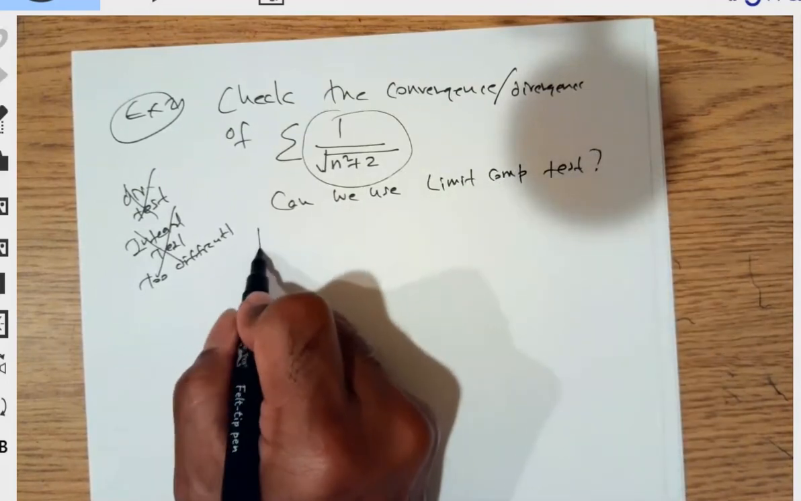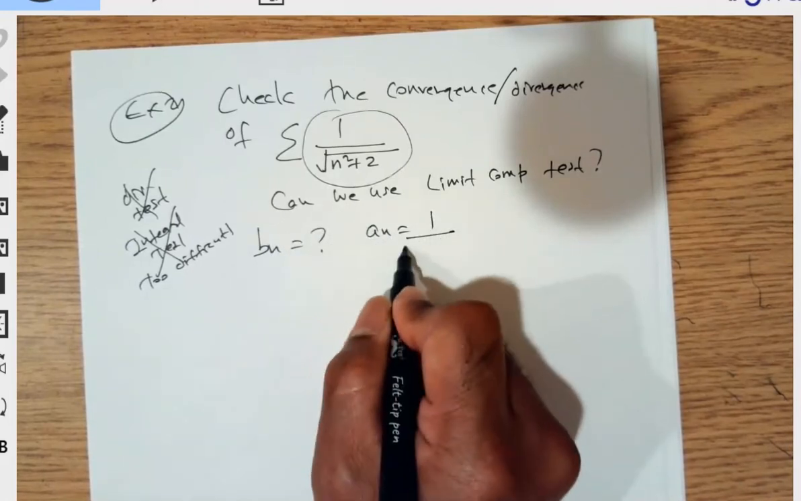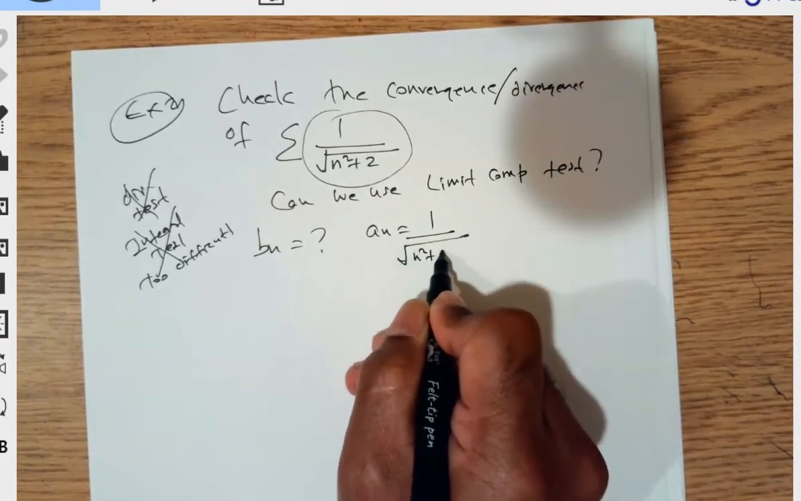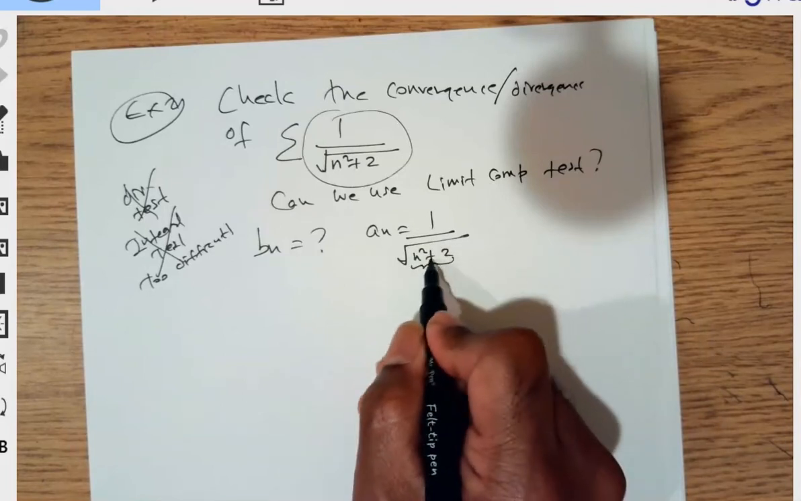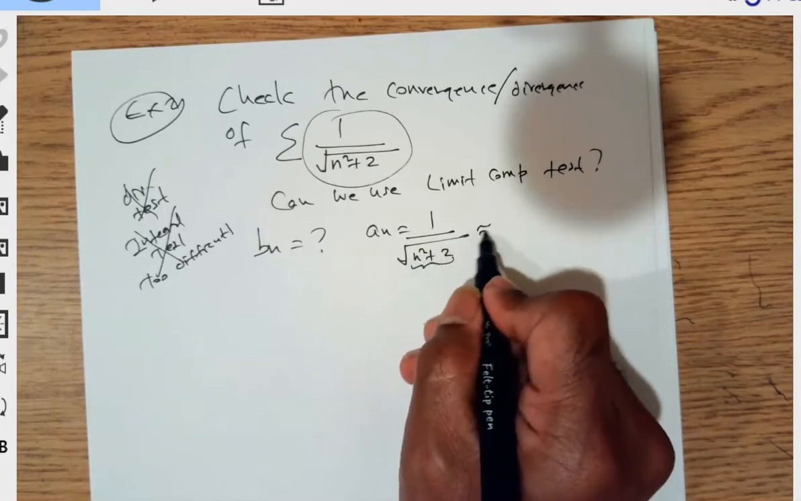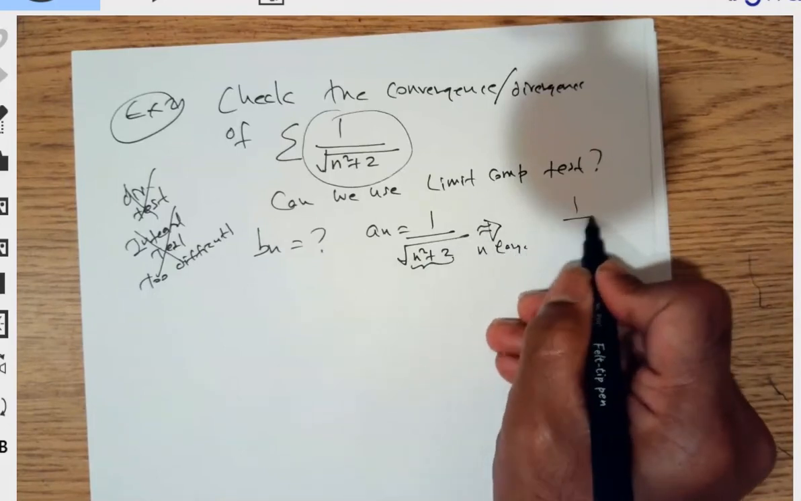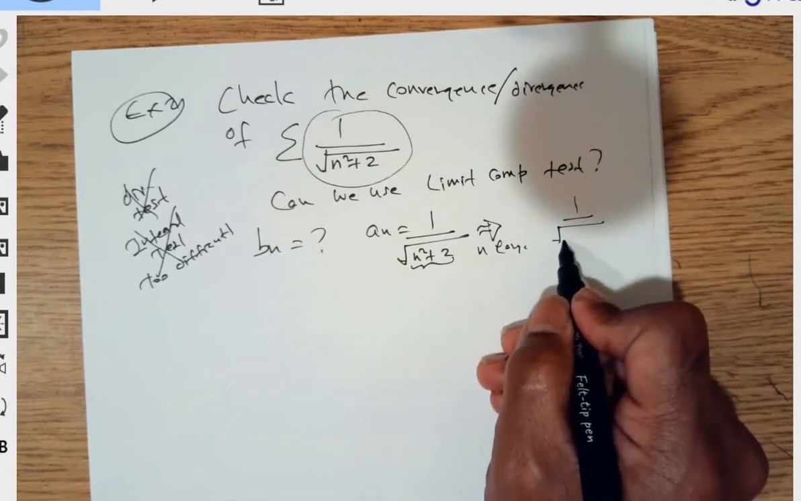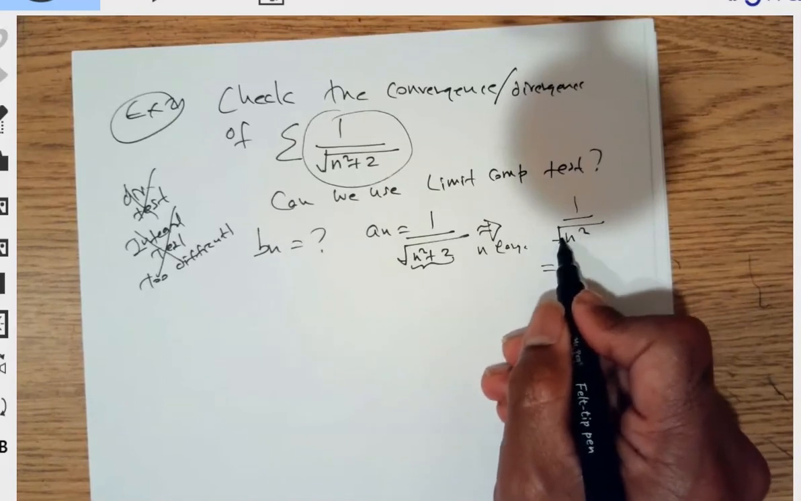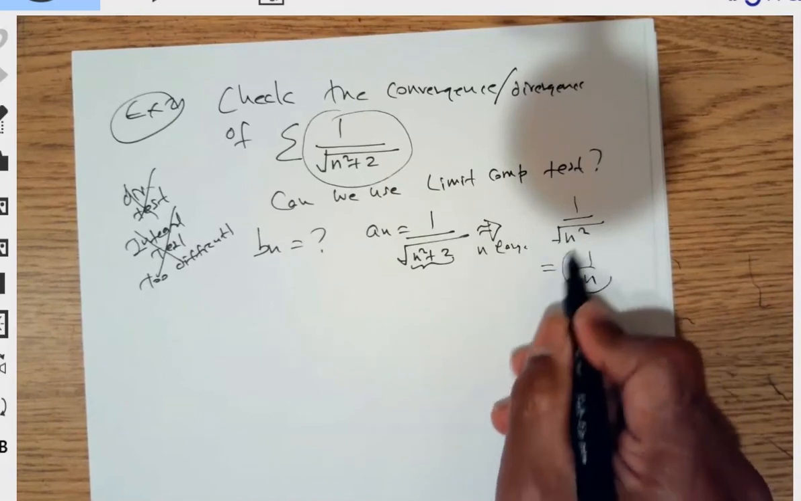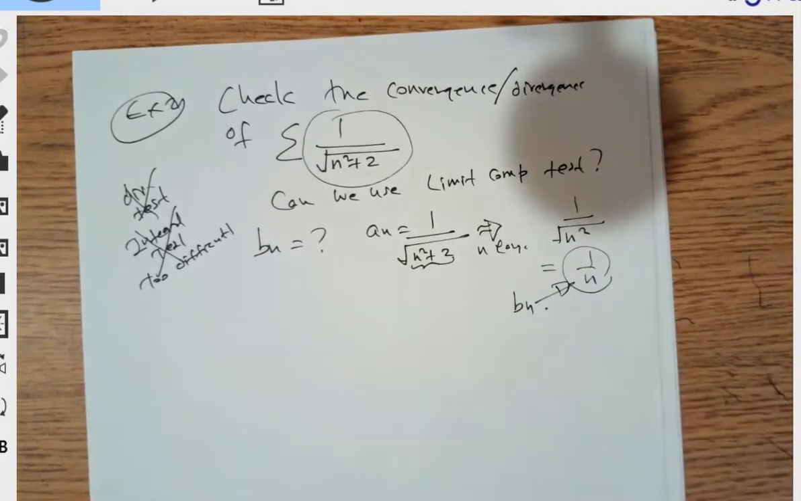So we need to find the bn. How do you find the bn? This is your an, which is 1 over square root of n squared plus 2. Again, the trick to finding bn is when n is large, this is dominated by n squared. So when n is large, this behaves like 1 over square root of n squared, and we know that the square root of n squared is nothing but n, so it behaves like 1 over n. So this is a good candidate for bn.